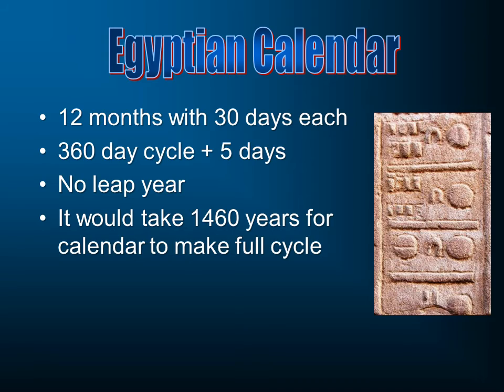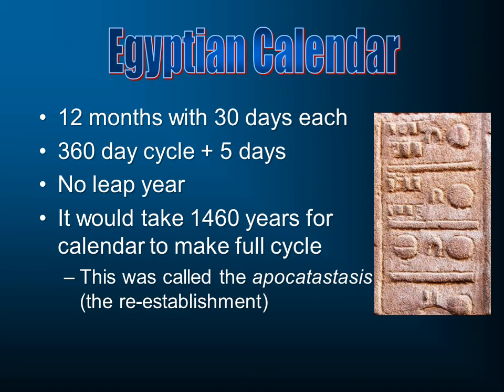Because what you do is you add 4 days every 365 days to make that 1,460 years, and they would celebrate that. They knew when that would take place, and they would celebrate that, and this was called the apokatastasis, the reestablishment. The time when the calendar would finally be back on track, and of course that's only going to last for 4 years, and then after 4 years it's going to be off by 1 day, and they're going to start the cycle again.